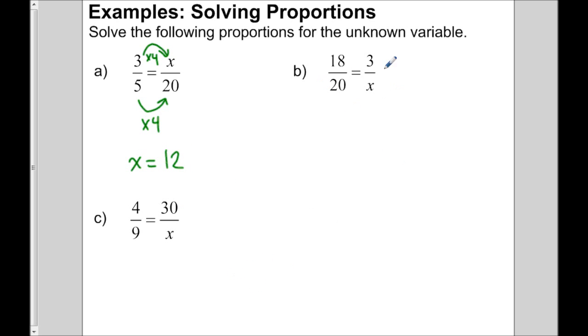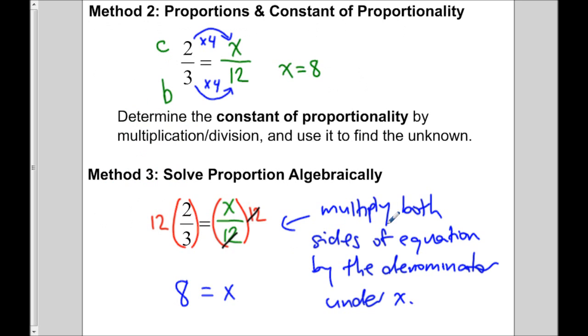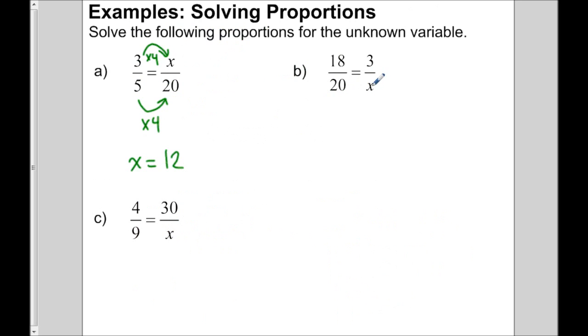Let's look at the second example here. Now, x is in the denominator here, but I'm going to try doing this question using the algebraic method. So here, if we go back for a second, we multiply both sides by the denominator under x. So that means x has to be on top in order for this method to work. But x is on the bottom here. So I've got to figure a way to put x on the top somehow.